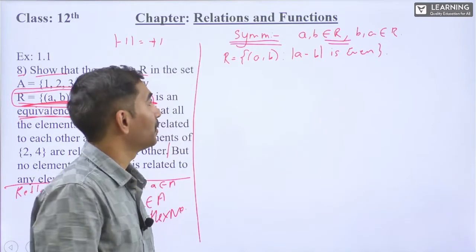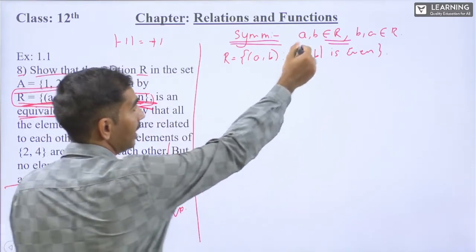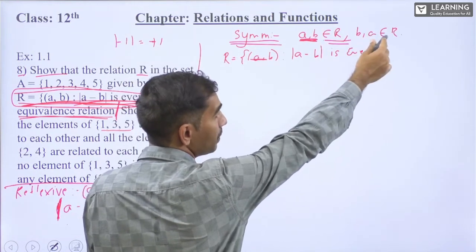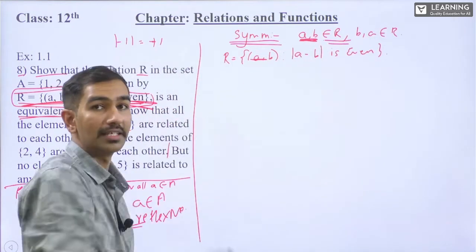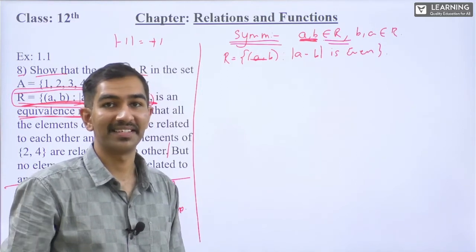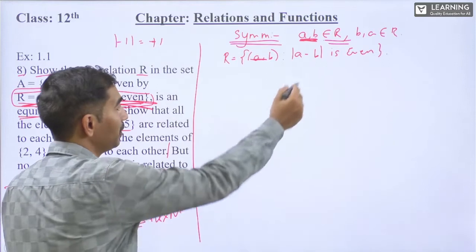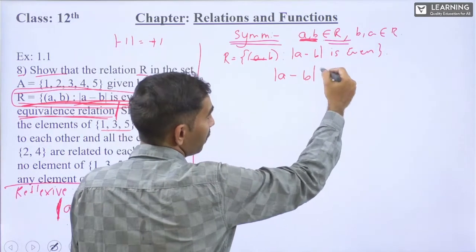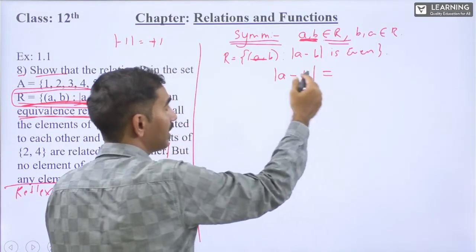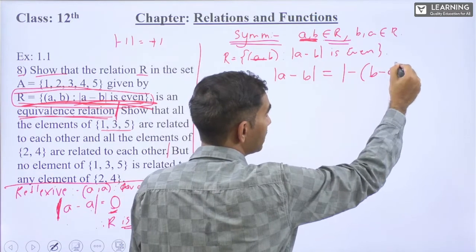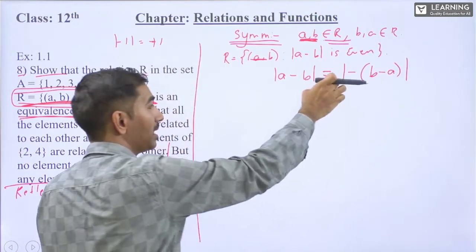So what should we prove here? If (A, B) belongs to the relation, then (B, A) also belongs to that relation. If we prove that, then we can tell that the given relation is symmetric. So we have to show that mod of A minus B can also be written, if you take the minus sign common, as B minus A. So mod of minus of (B minus A).